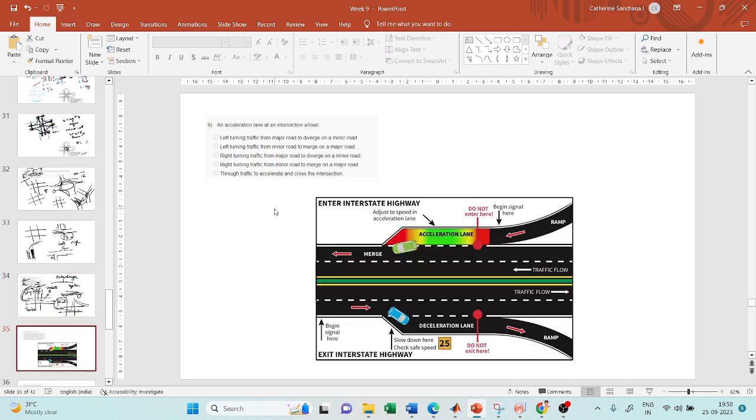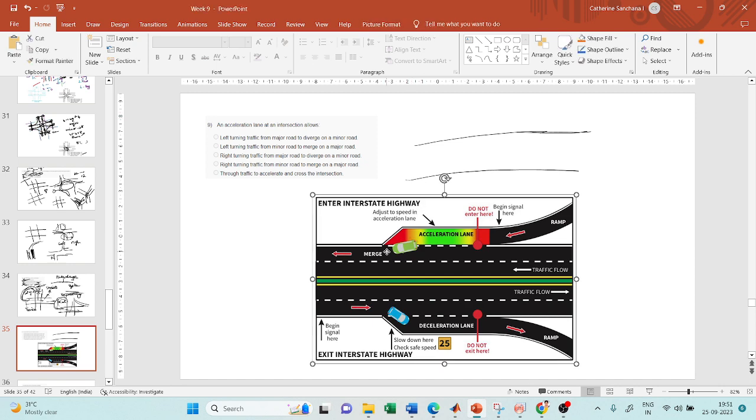Now moving on to the next question. An acceleration lane at an intersection allows what? Before this, let us understand what an acceleration lane is. So let us take a roadway and let me draw.